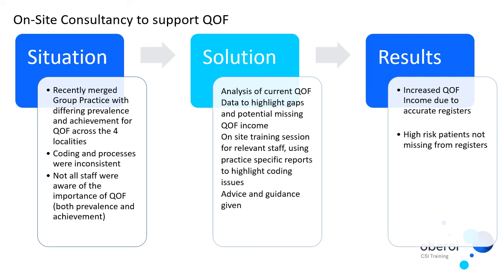So the solution was we did some analysis of their current QOF data, and we did a gap analysis to say, okay, this is high, this is low, this is what you're potentially missing. From there, we set up some on-site training, and we brought together in one place relevant staff from all the 4 different localities. We went through their reports and highlighted the coding issues, and we gave them advice and guidance on how to make sure that the correct data was being collected, and make sure that they maximise their QOF income.